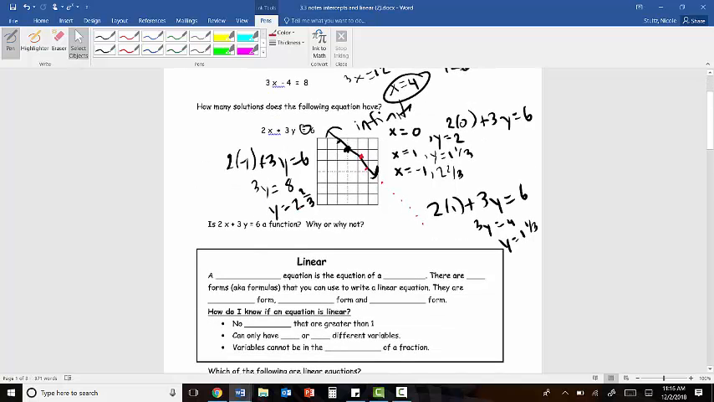Then it asks, is it a function? You should notice that it does pass the vertical line test. So yes, and I would just say because it passes the vertical line test.